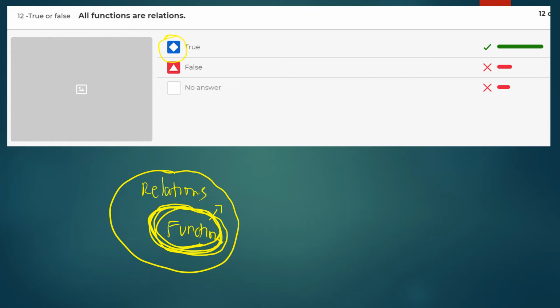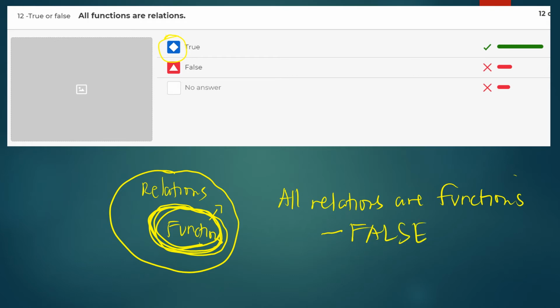But if we reverse it and say all relations are functions, if this is what is written, of course, this is false. Not all relations are functions. But all functions are relations. Okay?